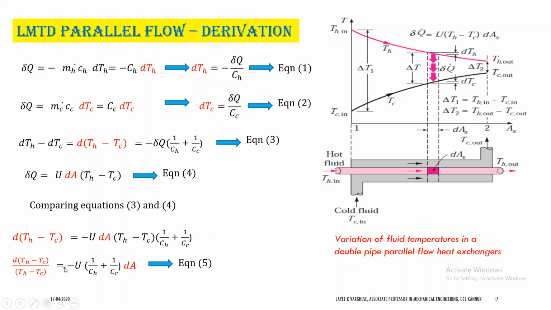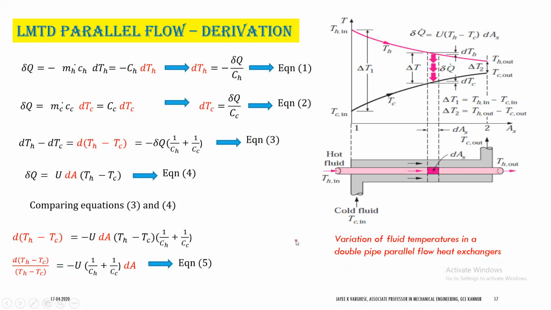Now rearranging this, we'll take this Th minus Tc to the left side: d of Th minus Tc divided by Th minus Tc is equal to minus U into 1 by Ch plus 1 by Cc into dA. So this Th minus Tc is just taken to the left side. Now this is d of something divided by that something, equal to minus U into 1 by Ch plus 1 by Cc into dA. Now we have a differential form.